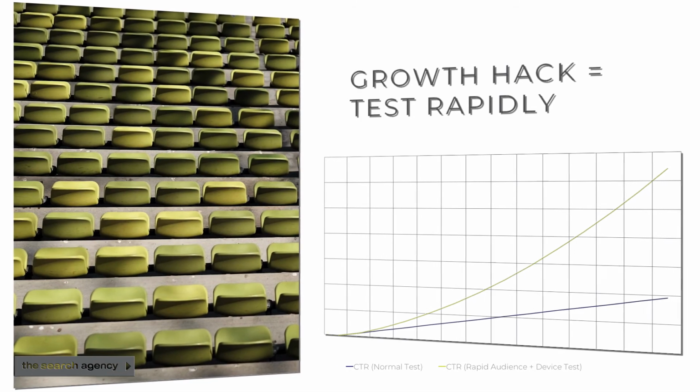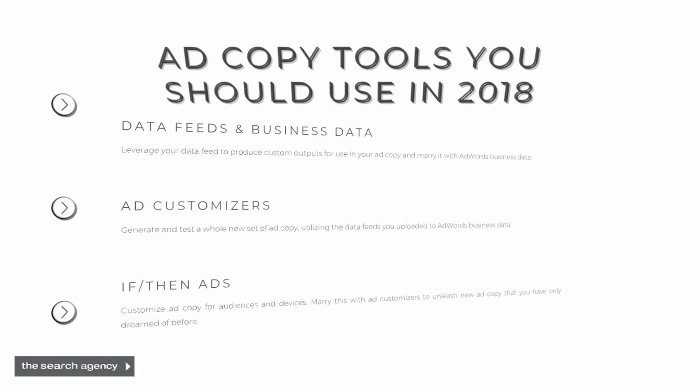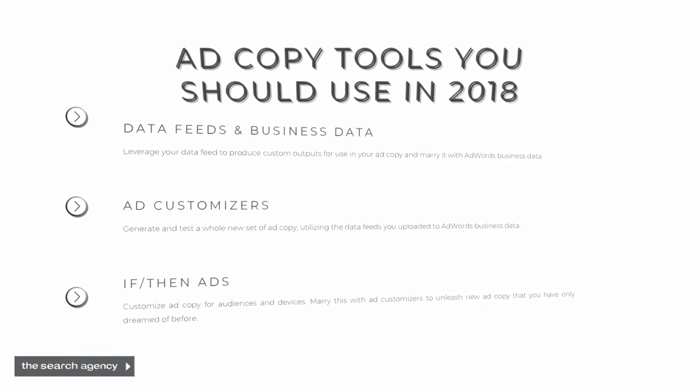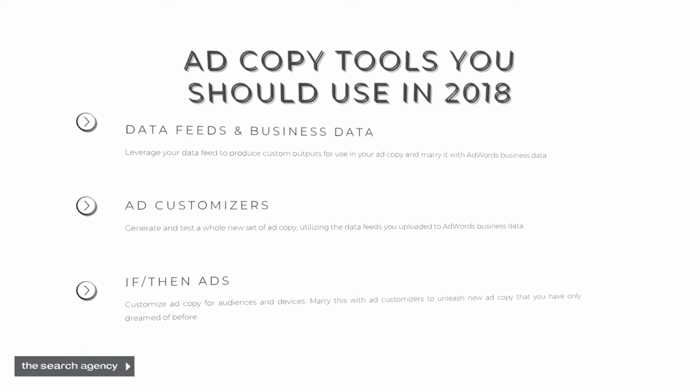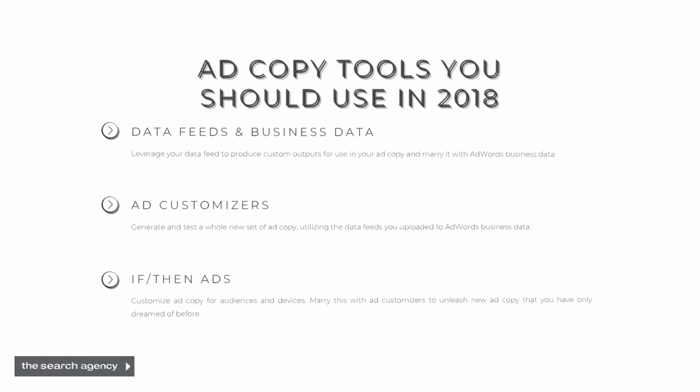In the past, it's always been our imagination that has come up with all kinds of interesting ideas of ad copy tests. However, really, technology has typically been a big bottleneck for us scalably executing ads in this fashion. However, with the introduction of if-then ads and generating custom data feeds and merging it with AdWords business data, that bottleneck has opened in a really big way.